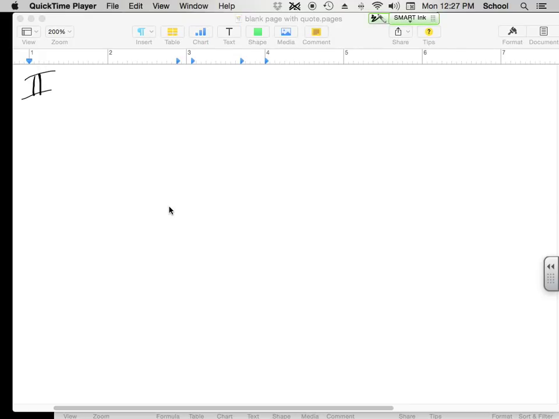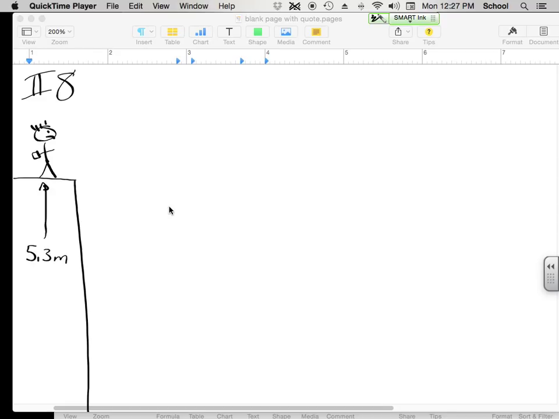Okay, so we're in Problems 2, number 8. David is standing on top of the school's roof that is 5.3 meters off the ground. He throws his graphing calculator at 9.75 meters per second at a 55-degree angle. And we want to know how far away it lands.